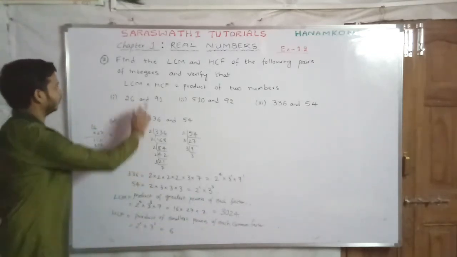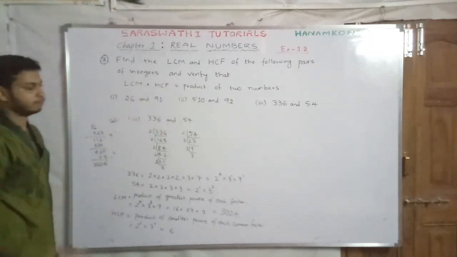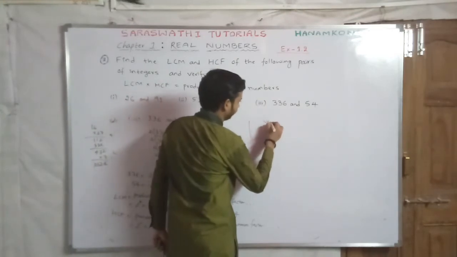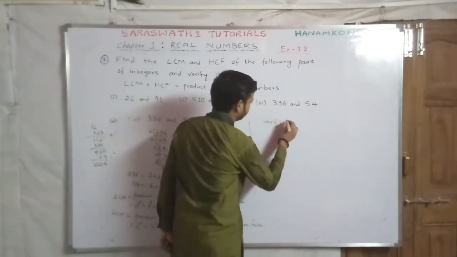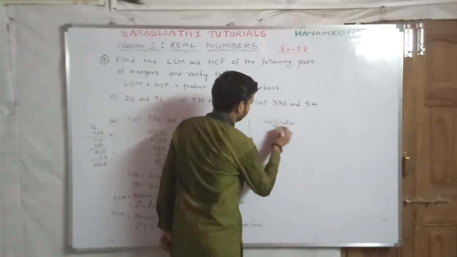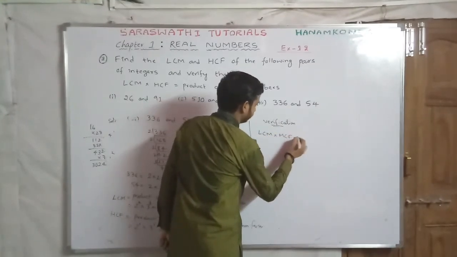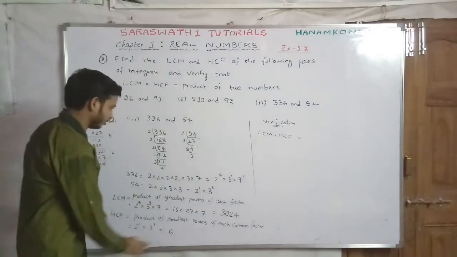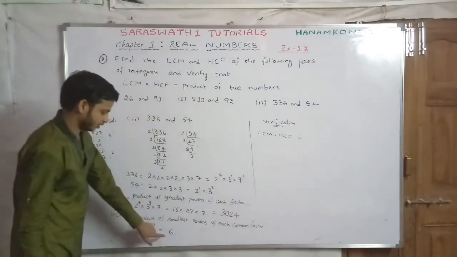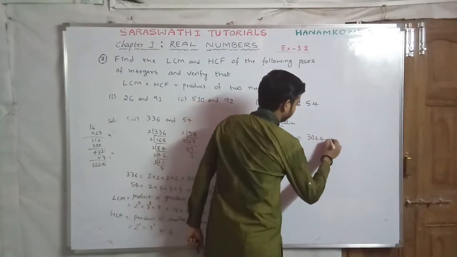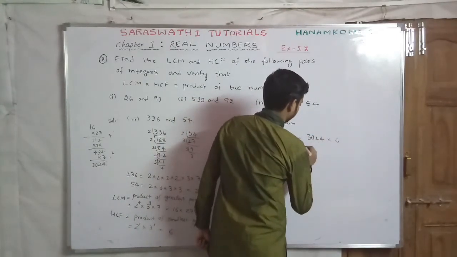Now we have to verify that LCM into HCF equals the product of the numbers. So let us verify. First let us find the LCM into HCF value. LCM value is 3024 into HCF is 6. So 3024 into 6.